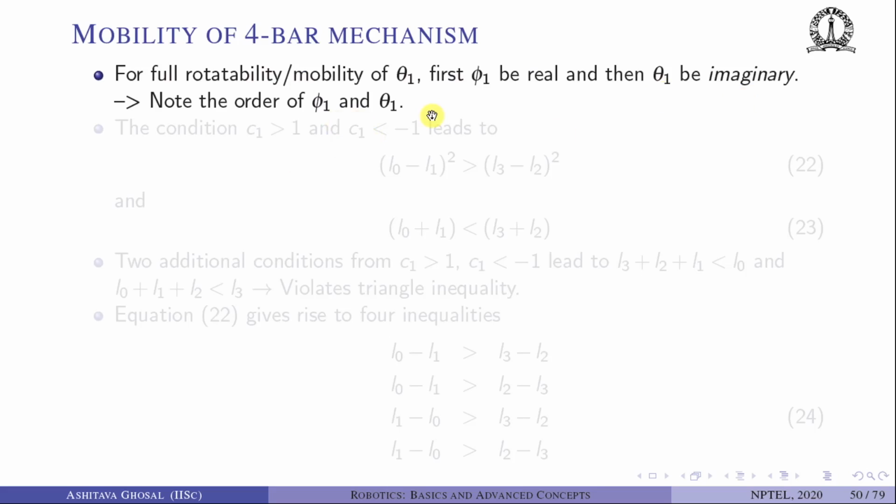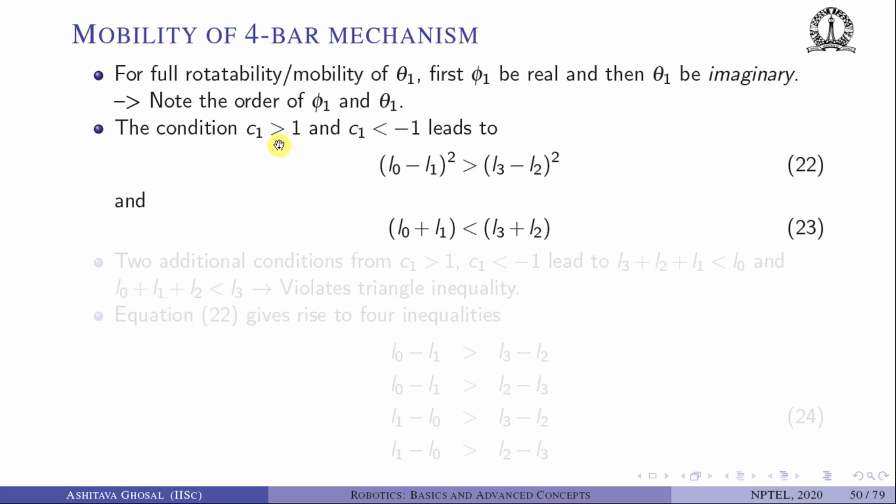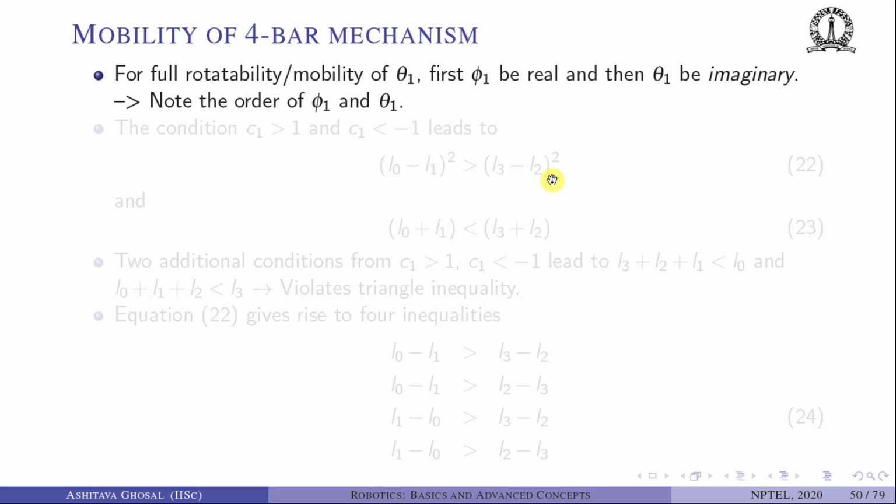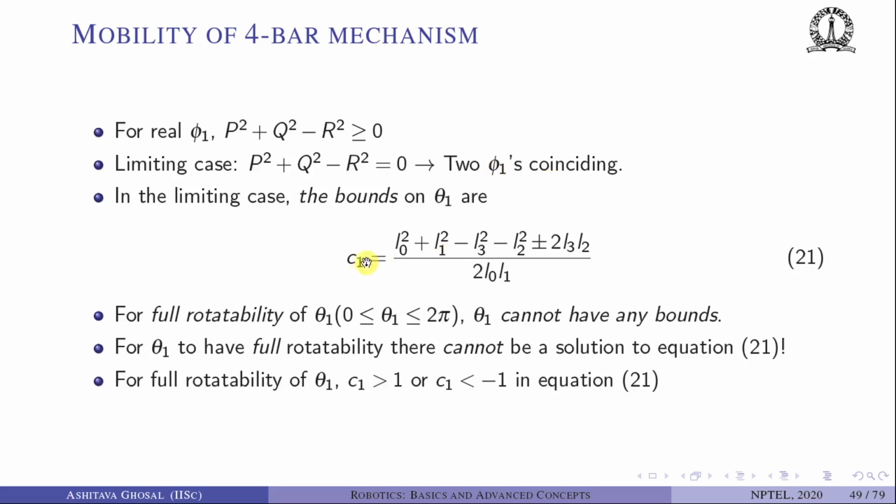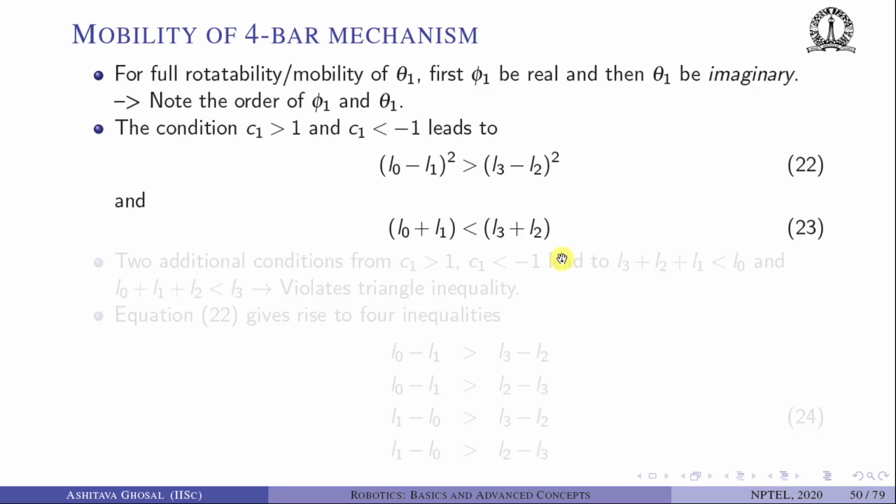Okay, so the condition C1 greater than 1 and C1 less than minus 1 leads to (L0 minus L1) whole squared greater than (L3 minus L2) whole squared. You can derive this by putting C1 greater than 1 here. So you will have some equation which is L0 squared plus L1 squared greater than or equal to something. And we also get L0 plus L1 less than L3 plus L2.